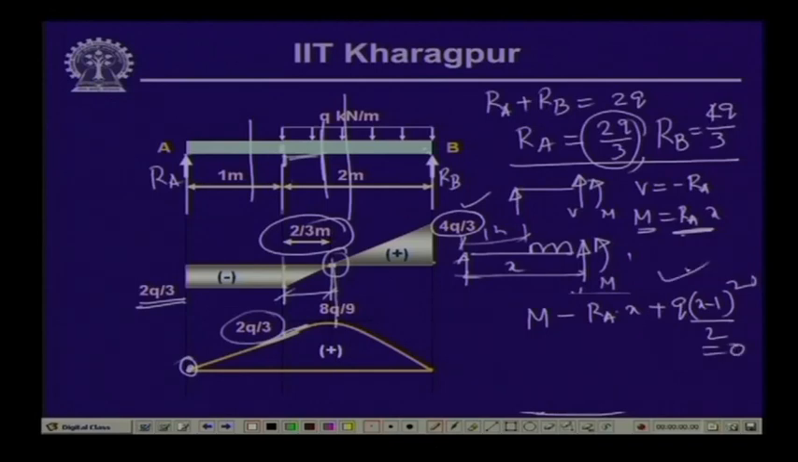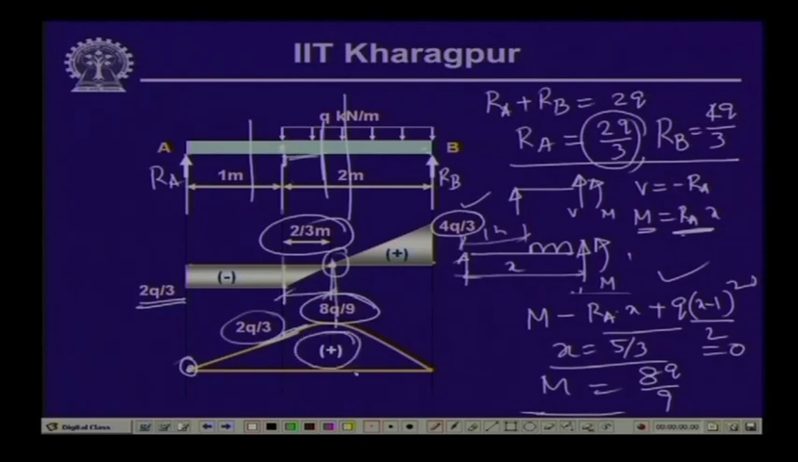This is the expression for the bending moment, and since the square of x is a parabolic distribution, and as we have seen that when x is equal to 5 by 3, then the shear force is 0. So, setting x as equal to 5 by 3, we will get the value of the bending moment M as equal to 8 Q by 9. So, we get the value of the bending moment as equal to 8 Q by 9, and this is a positive bending moment right through.